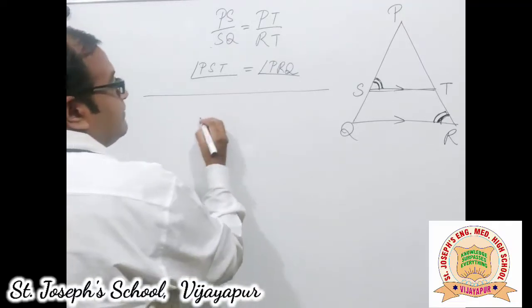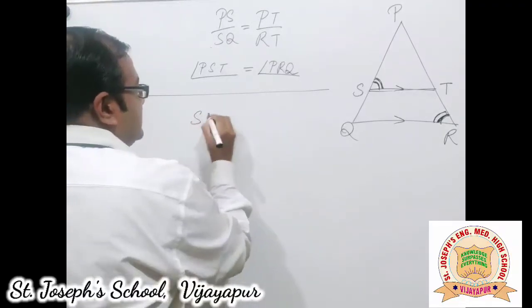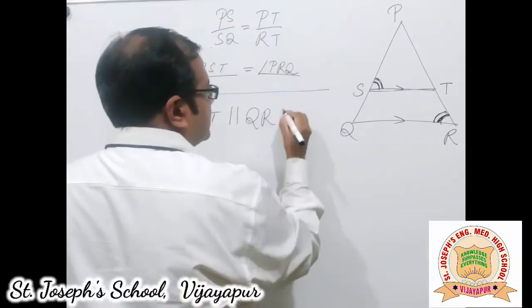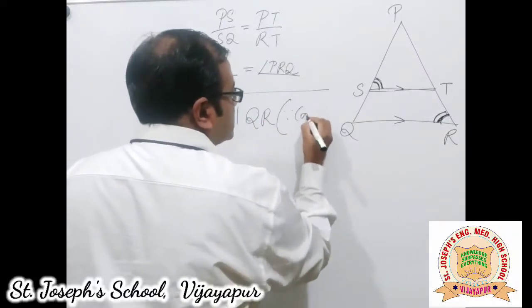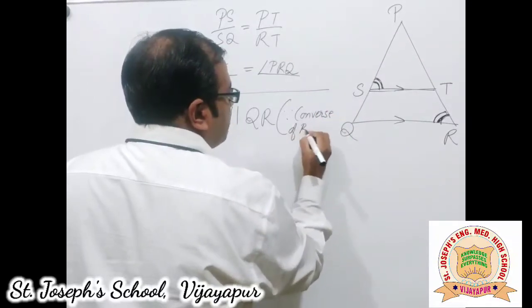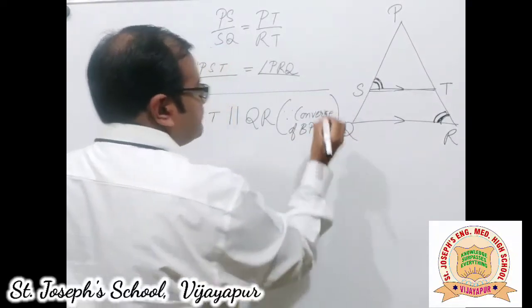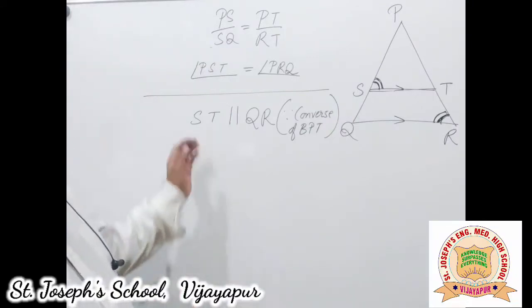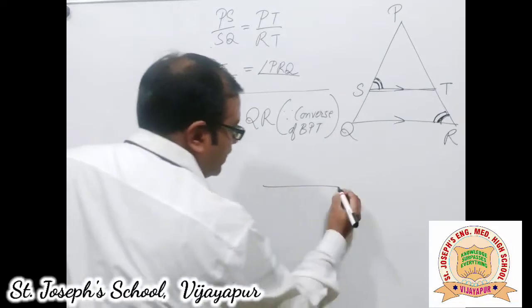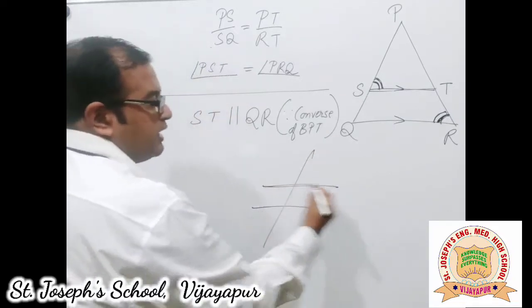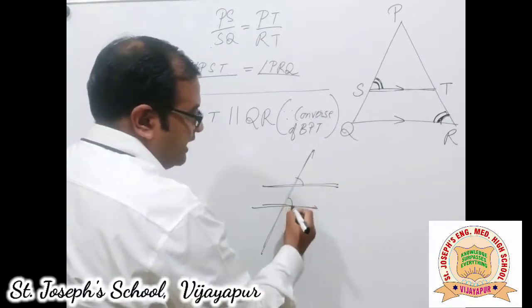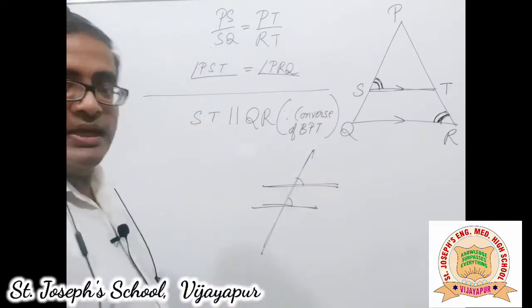So we can say ST is parallel to QR because of the converse of BPT. Because of the converse, we can say the lines are parallel. Once you talk about parallel lines, I hope you remember, if two lines are parallel and a transversal is drawn, then the corresponding angles will be equal.